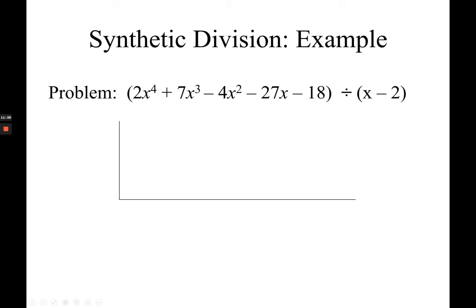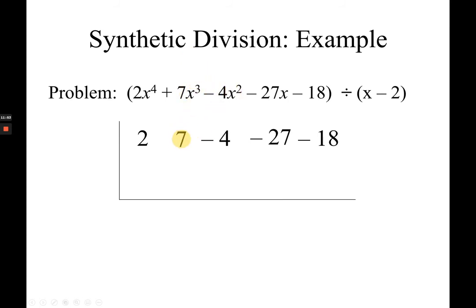First, you draw your template. Write down your coefficients: 2, 7, negative 4, negative 7, negative 18. Watch out, if you have a negative coefficient, the negative sign follows. Now, if there's no x cubed, let's say the given is 2x to the power of 4 and then negative 4x squared, there is a missing x cubed.